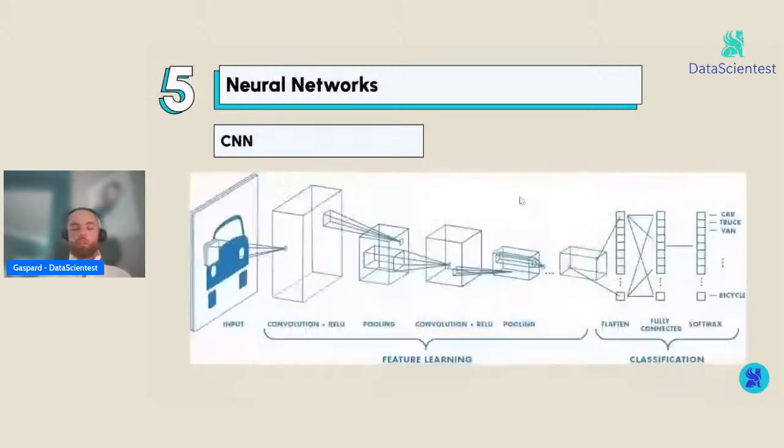So yeah, maybe the most important thing to remember for the convolutional network is the fact that, one layer after another, you will extract some information and try to use it at the end to predict the output.